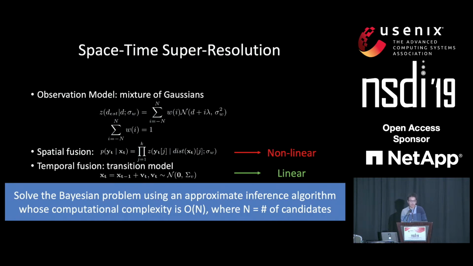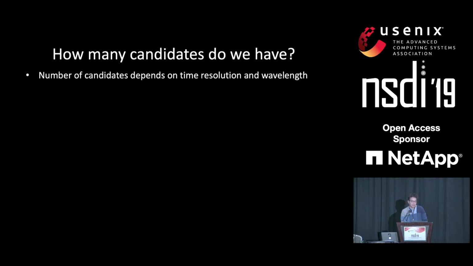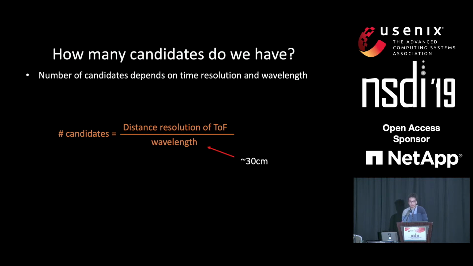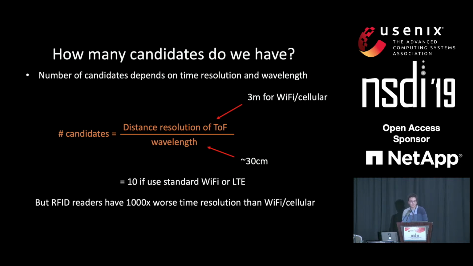So now, great. We have a very efficient algorithm whose complexity is proportional to the number of candidates. Then the question to ask is, okay, so how many candidates do we have? Remember that the number of candidates depends on the distance resolution and the wavelength. Specifically, the number of candidates equals the distance resolution over the wavelength. Wavelength is about 30 centimeters for 1 gigahertz. Distance resolution, as I mentioned to you, is about 3 meters for Wi-Fi or cellular devices, which gives us about 10 candidates if you use standard Wi-Fi or LTE. However, the problem is that a standard RFID reader has 1,000 times worse time resolution than Wi-Fi or cellular devices, which means that instead of 10 candidates, we have about 10,000 candidates, which will make the approximate algorithm very hard to converge.